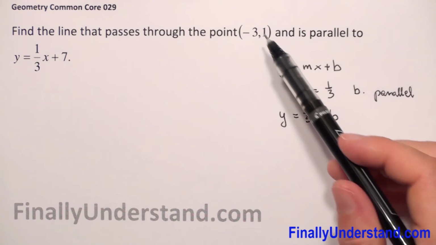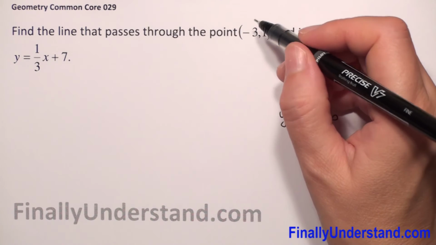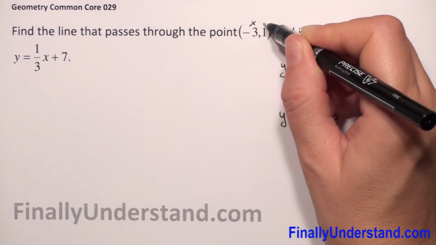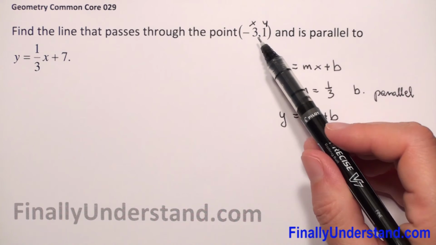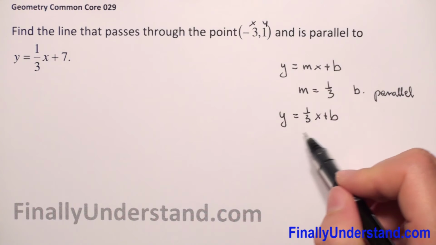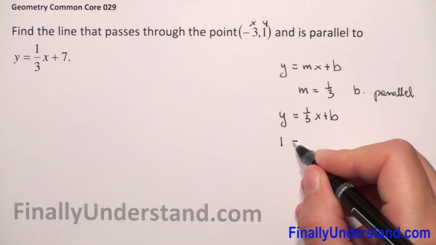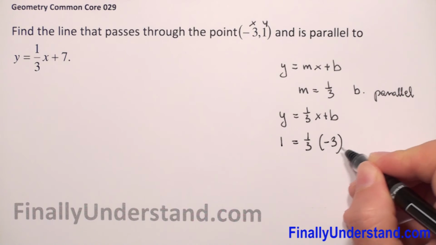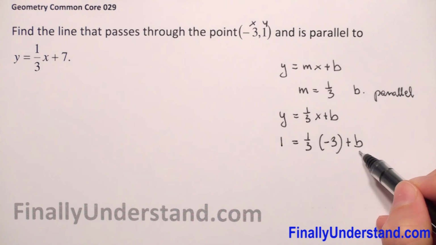If the line must pass through this point, it means we can substitute the first coordinate by -3 and the second by 1. So x = -3 and y = 1. Now into our equation we substitute y by 1. 1/3 we copy, and x we substitute by -3. b we have to rewrite. So our unknown is only b.